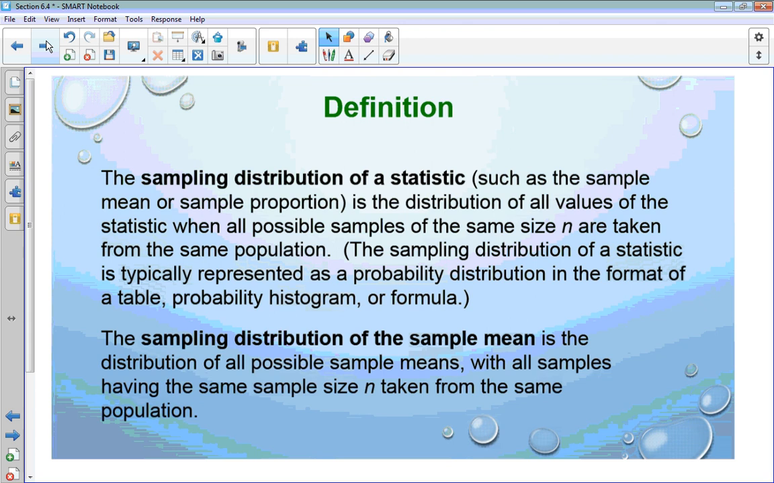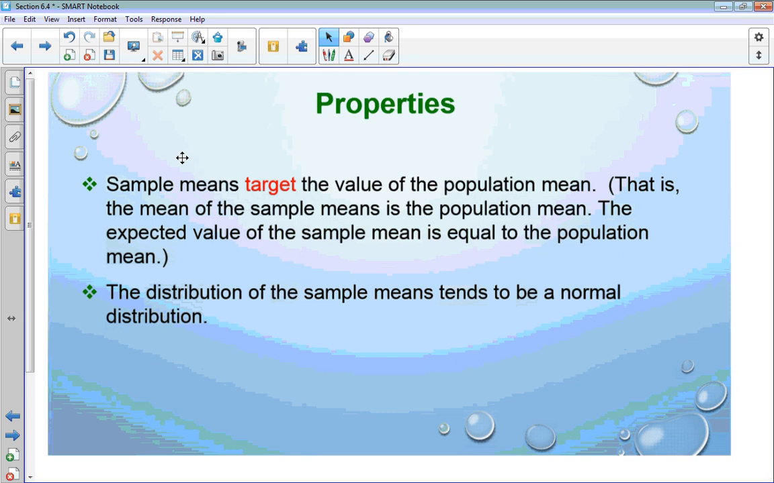When we do that, though, we can get sample means, and that has to be from all the samples having the same size. The sample mean does target the population mean. So we could take many samples of the same size, look at their means, then take the mean of means so that that would target or give us a good estimate of what the population mean would be. The distribution of the sample means tends to be a very normal distribution.